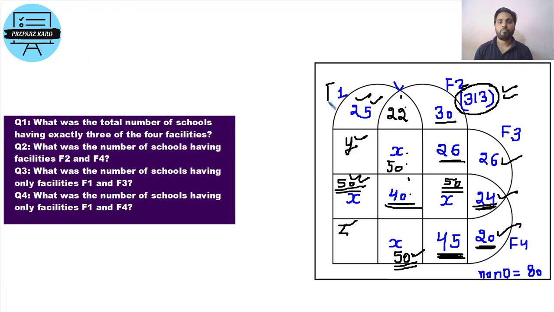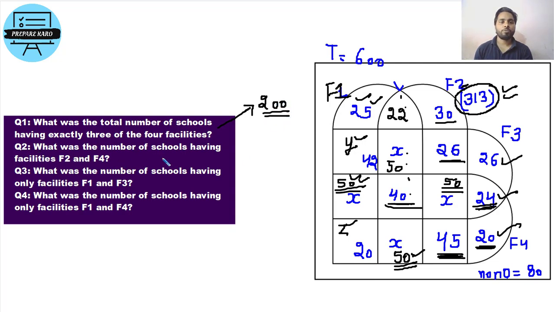This region is F1, okay, F1. We have y as 42 and z as 20, and total is 600. Question 1 asking for what was the total number of schools having exactly 3 of the 4 facilities. Exactly 3 of the 4 facilities means 50 plus 50 plus 50 plus 50. All the values where x was there. So 50 into 4 is 200 will be our answer, right?